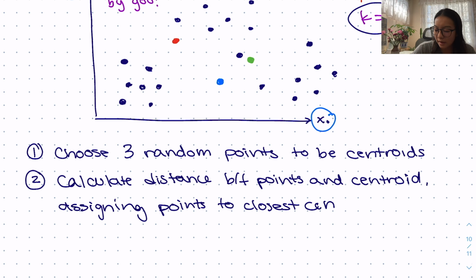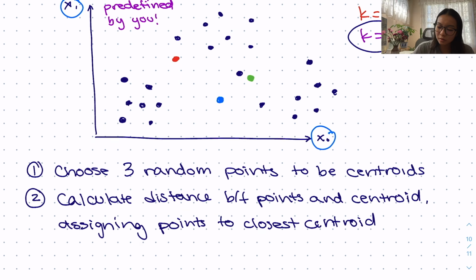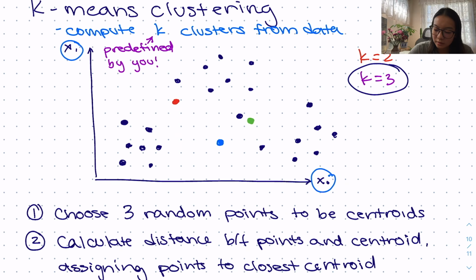What do I mean by that? So let's take this point here, for example. I'm computing this distance, and this distance. And I'm saying, okay, it seems like the red one is the closest. So I'm actually going to put this into the red centroid.